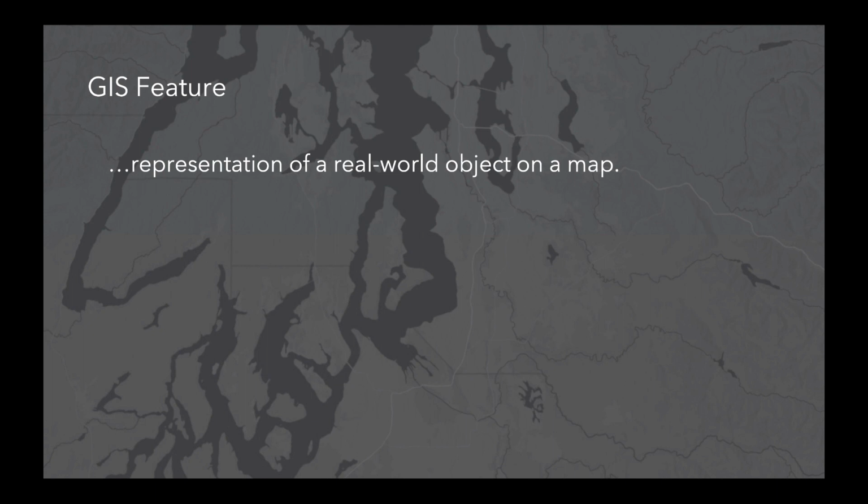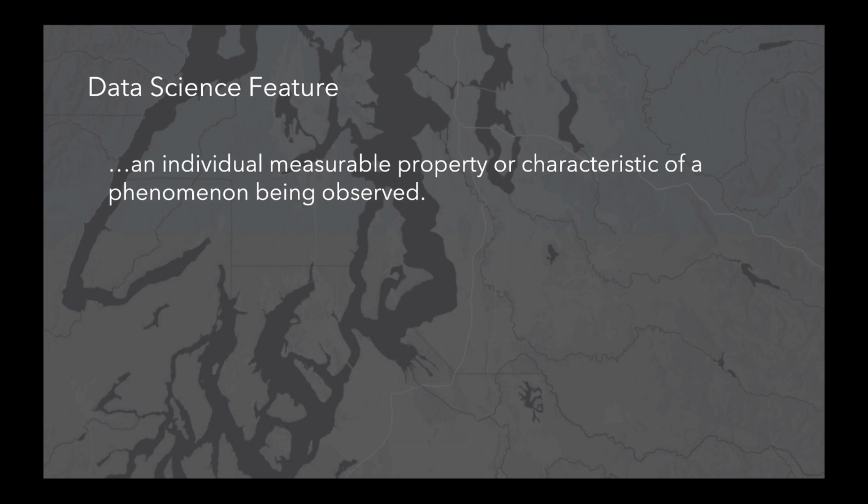We put that in the attribute table. But ultimately, this information related to things that are somewhere on the Earth, this is what we think of as a GIS feature. However, in the realm of data science, a feature has a somewhat different meaning. It's a measurable property or characteristic of a phenomenon being observed. Really, it's just a quantitative scalar measure.